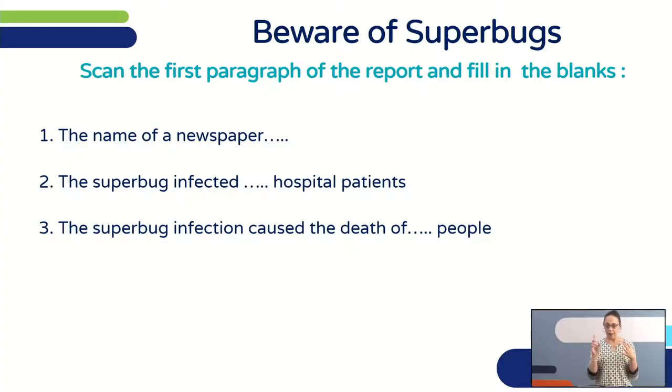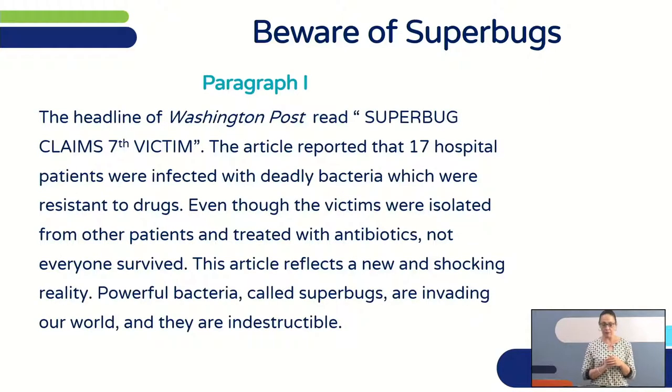So now we are going to read the first paragraph of the report, and I need you to scan quickly, before we discuss the paragraph, for the name of a newspaper in the paragraph, then the number of hospital patients the superbug infected, and then how many people the superbug infection caused the death of. So basically, you are going to look for a name and two numbers, quickly. I'm just going to display the paragraph and then we'll go back. Really, really quickly. One, two, and three. Let's see.